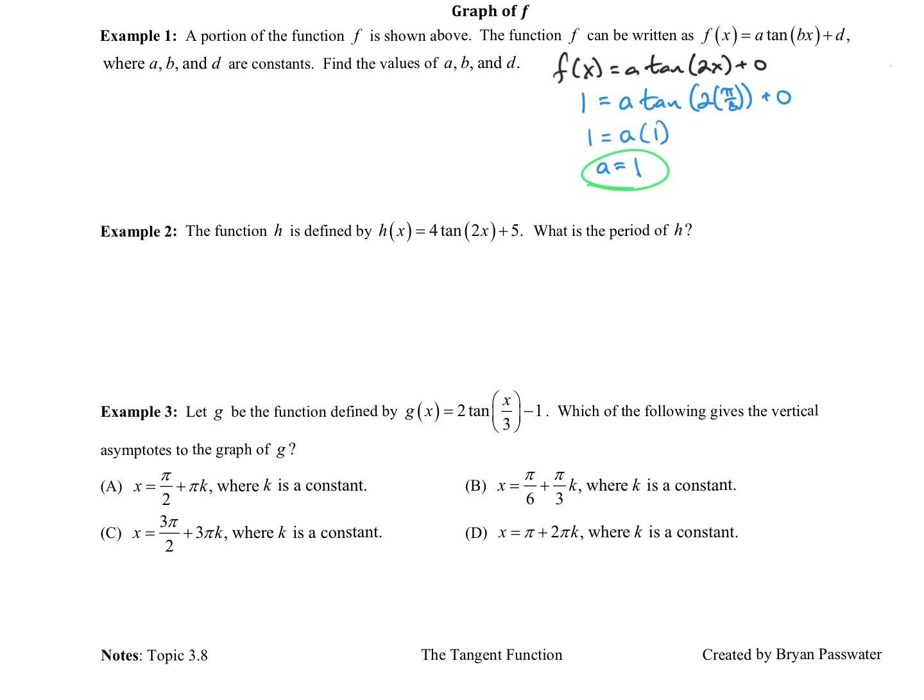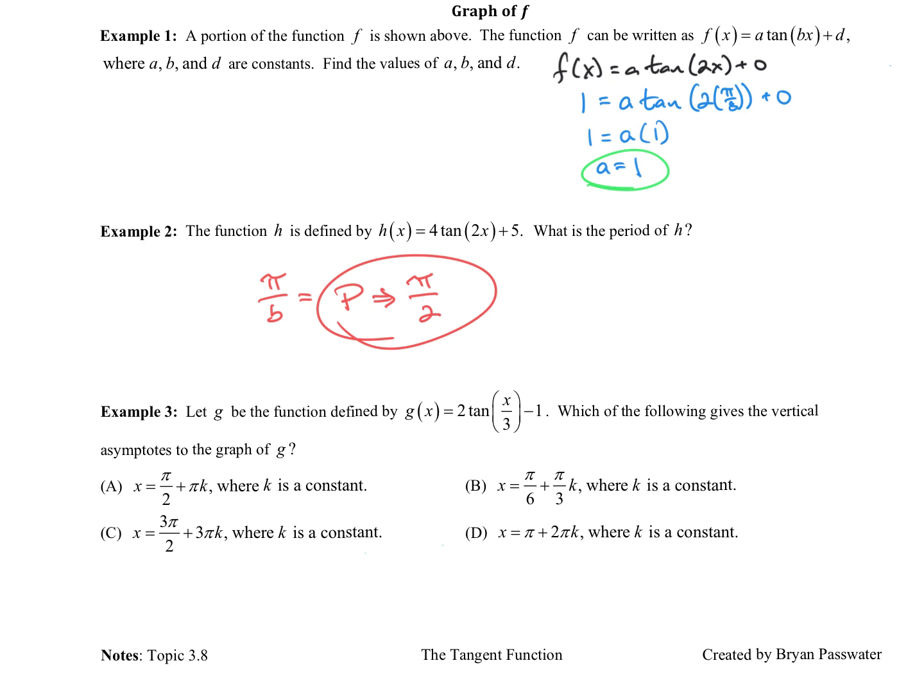All right, so this is a pretty easy one. What would be a period? What's my normal period? Pi. So I take pi divided by b. What is my b? 2. And so I have pi over 2. And so my period is just pi over 2. All right, pretty easy on that one.